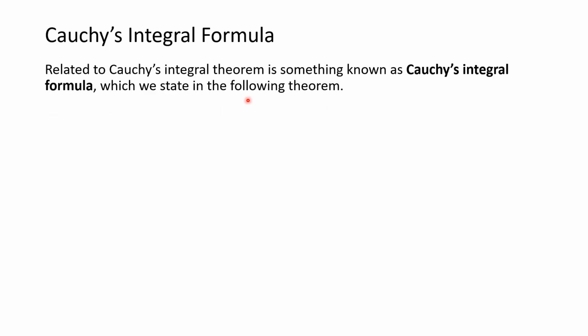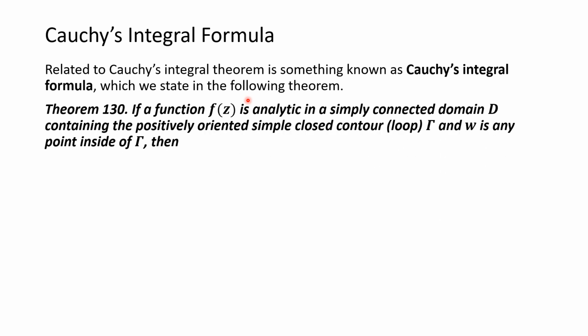Okay, Cauchy's integral formula. Let's state that if a function f of z is analytic in a simply connected domain D containing the positively oriented simple closed contour, a loop, gamma, and w is any point inside of gamma, then f of w equals 1 over 2 pi i times the integral of f of z divided by z minus w. So notice the w here is the w here in the integral.